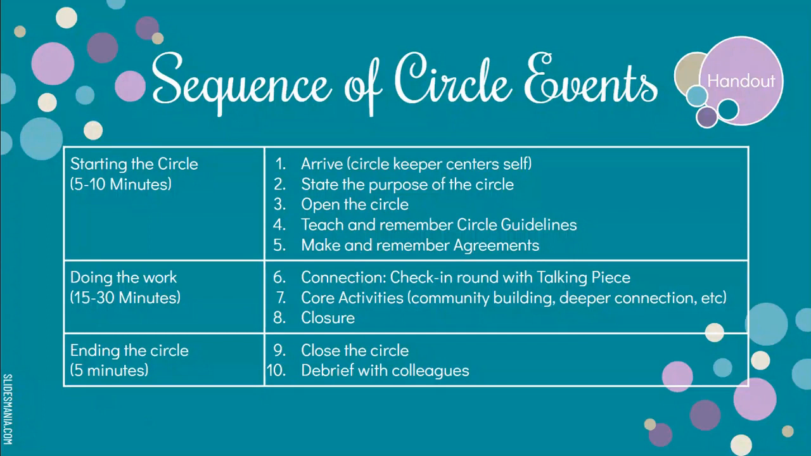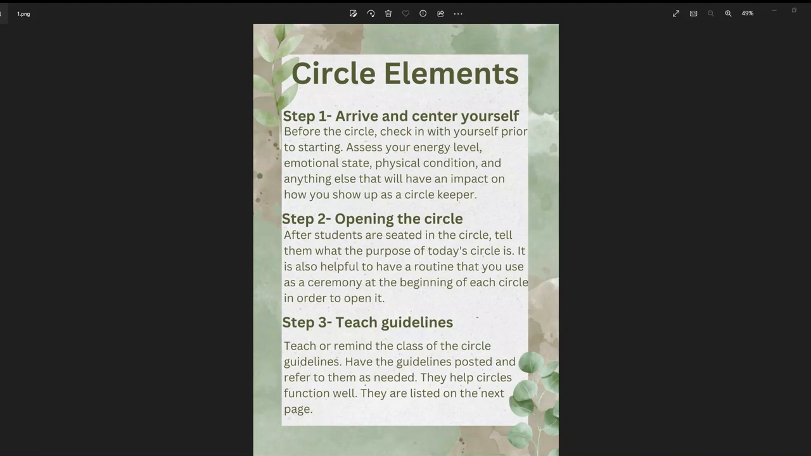Here is the sequence of circle events. So let's take a look at the circle elements. Step 1, arrive and center yourself. Before the circle, check in with yourself prior to starting the circle. Assess your energy level, emotional state, physical condition, and anything else that will have an impact on how you show up as the circle keeper.